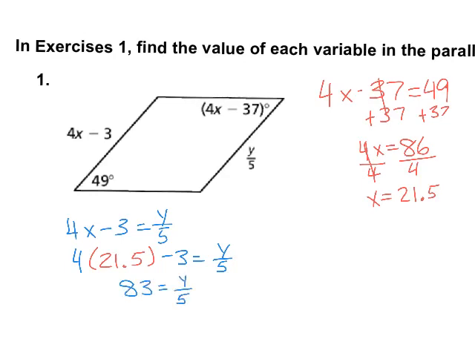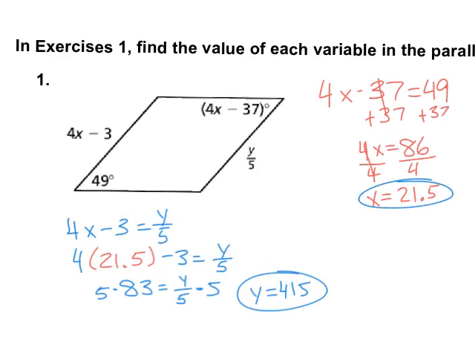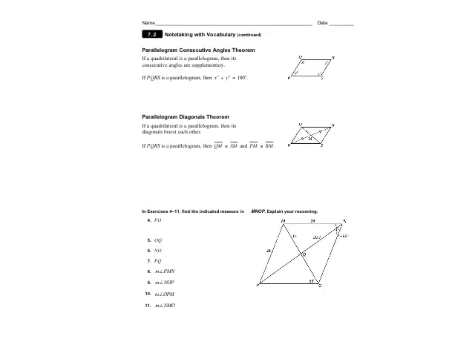Equals y over 5. How do I deal with y over 5? Good. Multiply times 5 on both sides. And that's what, 415? So y is 415, x is 21.5. Can I get a comfort level out of 4? How you feeling? All feeling good? Cool. Let's add some more rules. Next page.